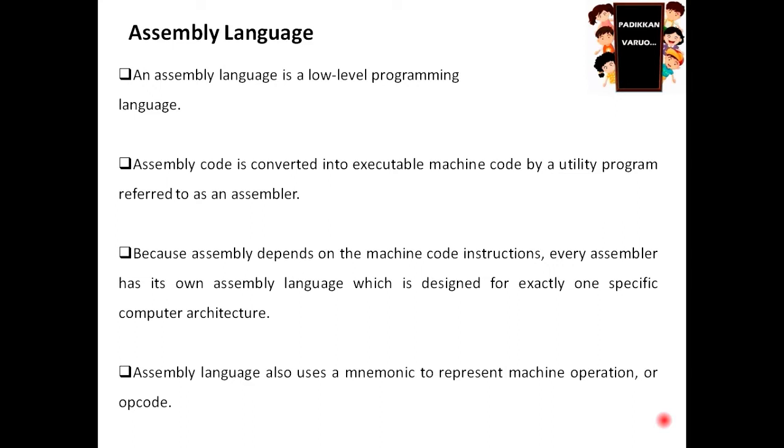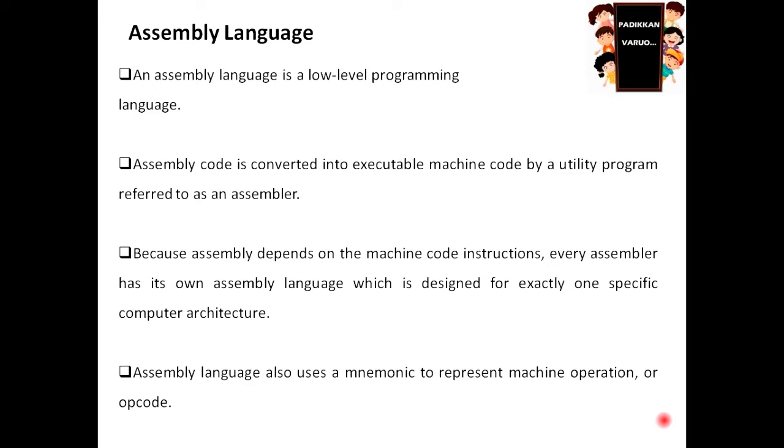Mainly the assembly depends on the machine code instructions. Every assembler has its own assembly language which is designed for one specific computer architecture. In the real world we can see a lot of computer architectures, and each assembly code is very dependent on that particular architecture. So we can say that assembly code is much more machine dependent than high-level language code. High-level language code is much less machine dependent, or we can say it is independent of the machine, compared to an assembly language.